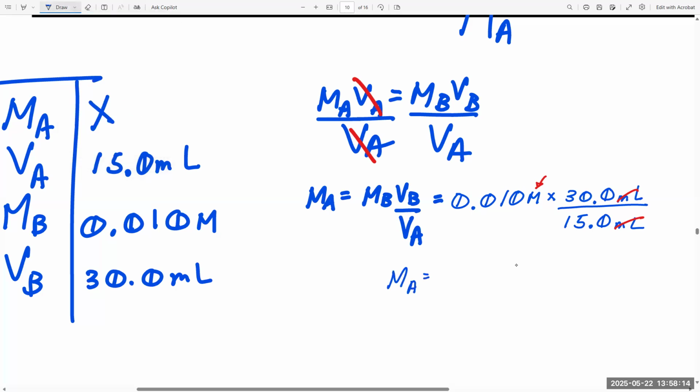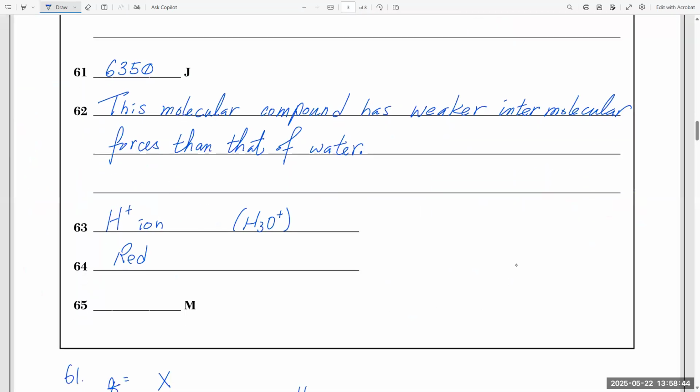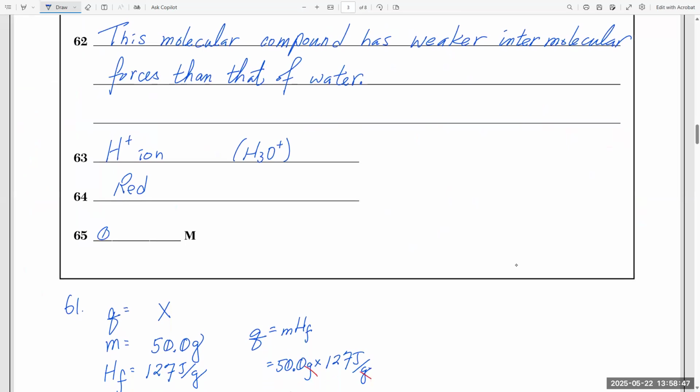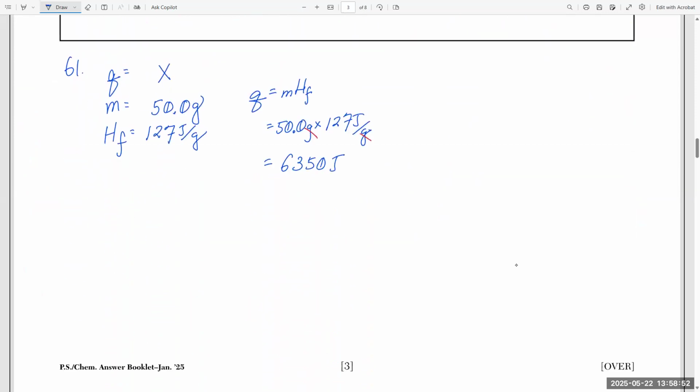Why is that? Because look at this, guys. What is that? That's 30 over 15, right? 15 goes into 30 twice, so that's actually going to be times 2, right? Which means your answer is times 2, like that. Okay, so that's what we're going to write, right? 0.020. So we're going to go here, and you're going to put 0.020, and we're done. All right, let's move on.